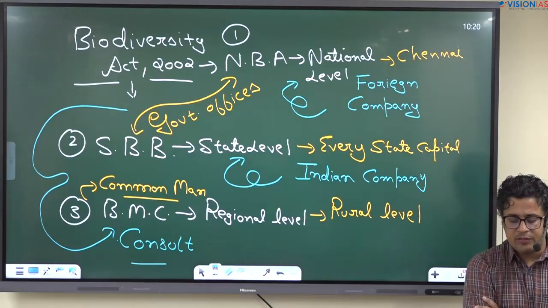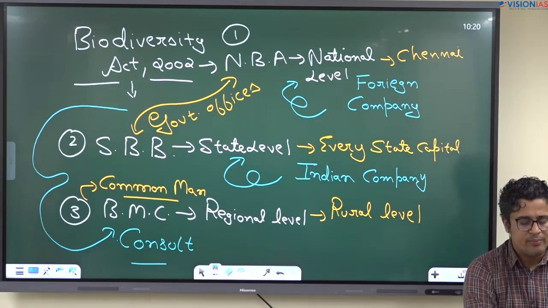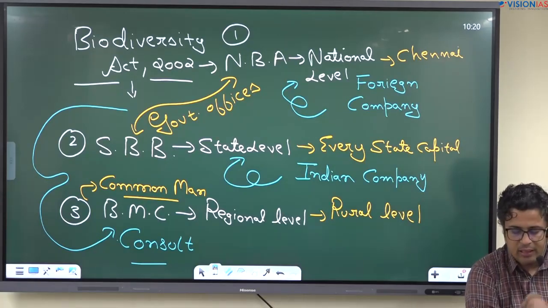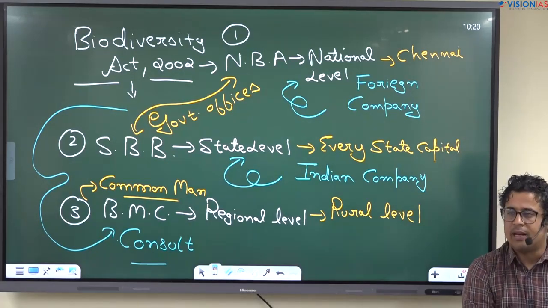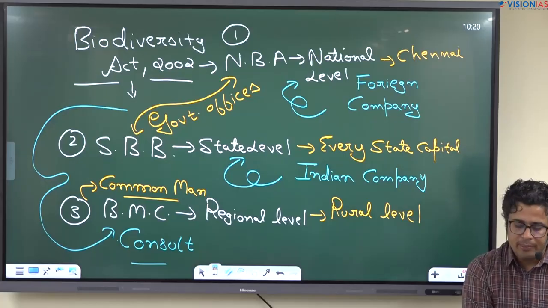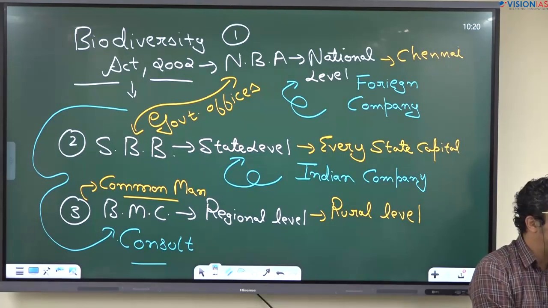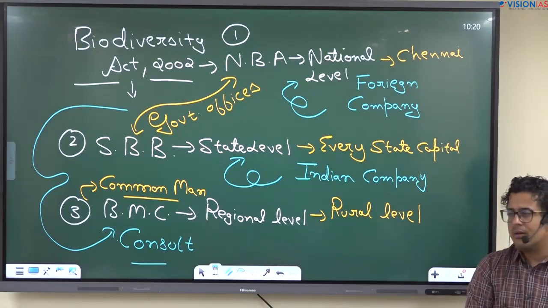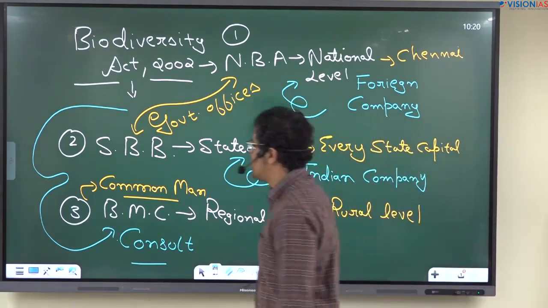Okay, so there is one more function of BMC written there. It is underlined also that BMC has to make a People's Biodiversity Register. They have to make a document. Its name is People's Biodiversity Register. So what is People's Biodiversity Register?